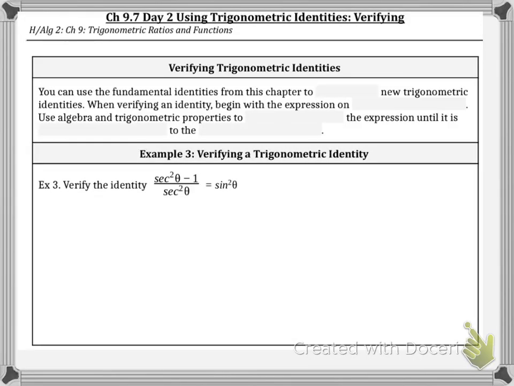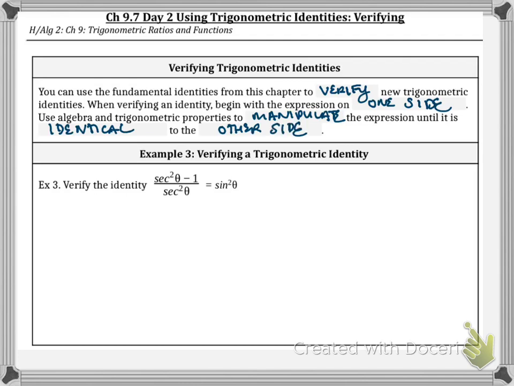So in this lesson, we're going to be using trigonometric identities, but now we're just going to be verifying. You can use the fundamental identities from this chapter to verify new trigonometric identities. When verifying an identity, you begin with the expression on one side. Use algebra and trigonometric properties, and we're going to manipulate the expression until it is identical to the other side. So when we are verifying, we are not solving.